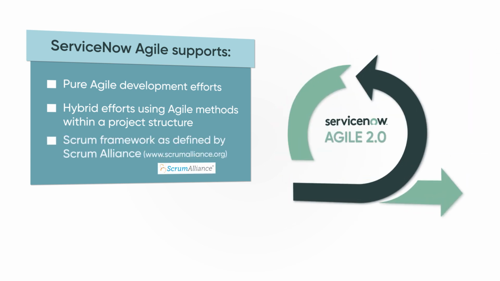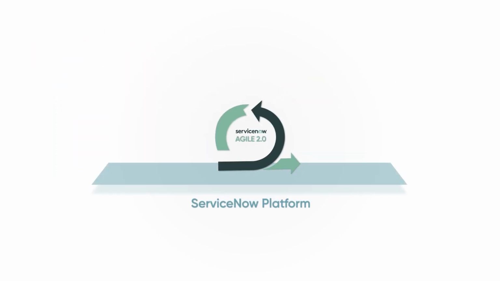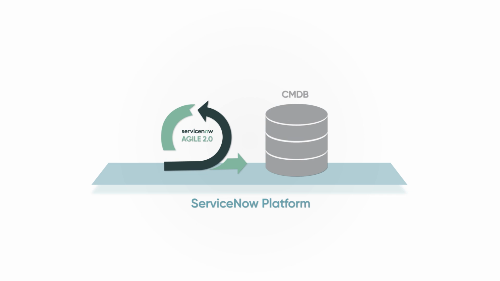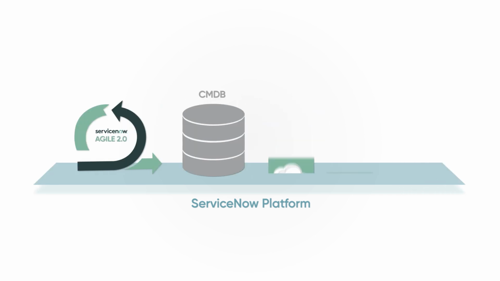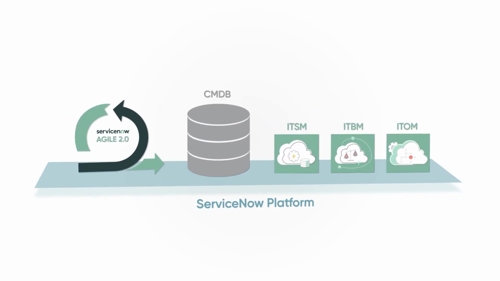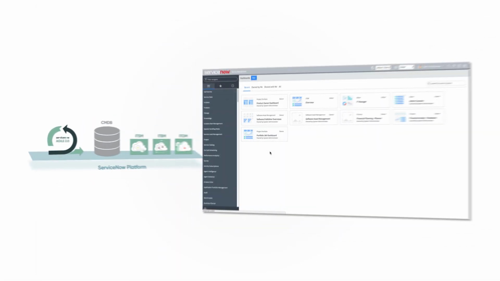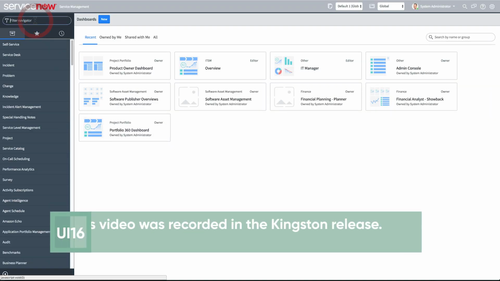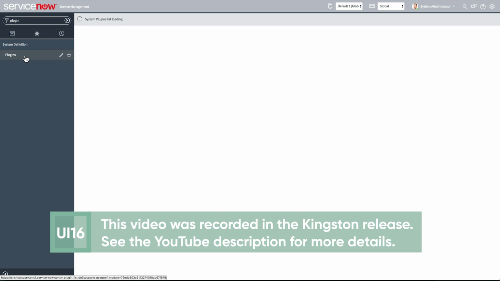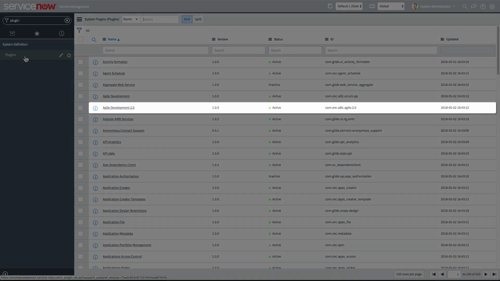ServiceNow Agile 2.0 supports the Scrum framework as defined by Scrum Alliance. And because it's based on the ServiceNow platform, it's fully integrated with the ServiceNow CMDB and products for managing your IT services and operations. To get this fully integrated Scrum support, you'll need to activate the Agile Development 2.0 plugin.